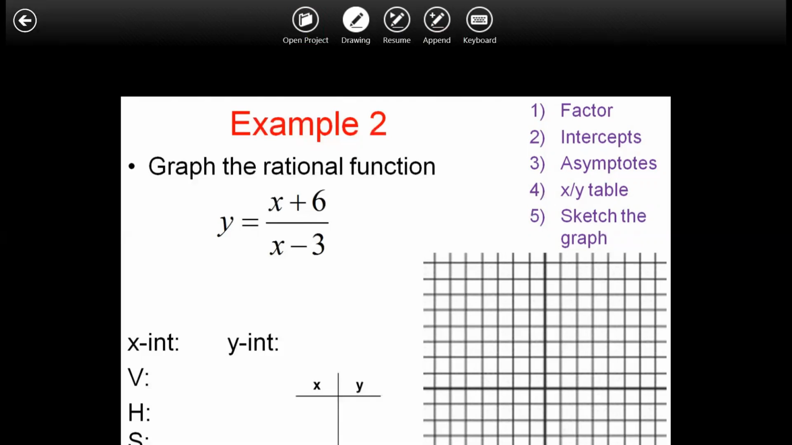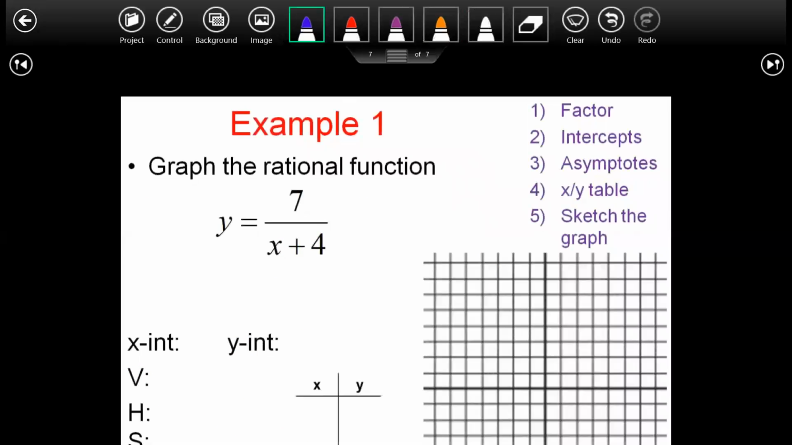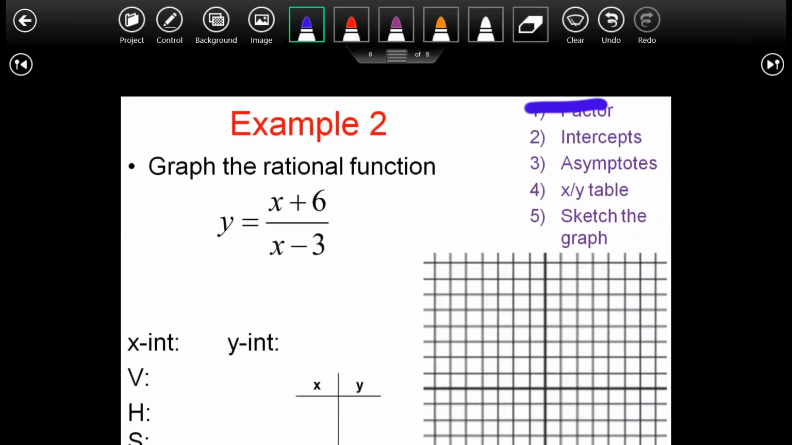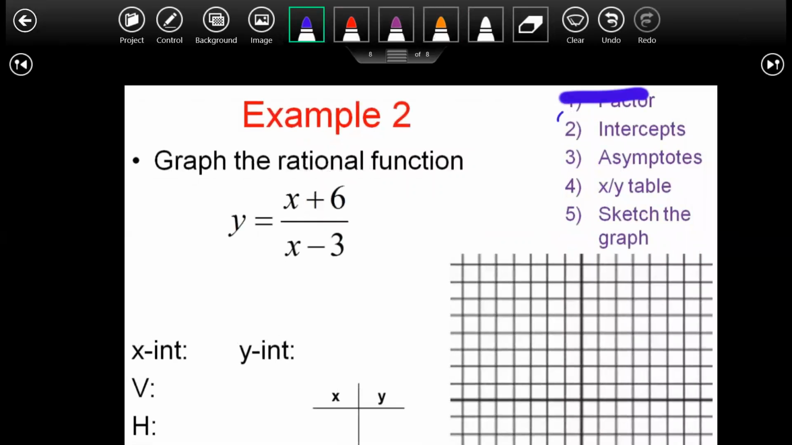Can this be factored? No. It's not going to be factorable, so we're going to leave it unfactored. We have to be able to determine the intercepts. That's step number 2, just to see if they cross the x and y axis. How do we determine those? 0, right? Y-intercept is setting x equal to 0. X-intercept, setting y equal to 0.